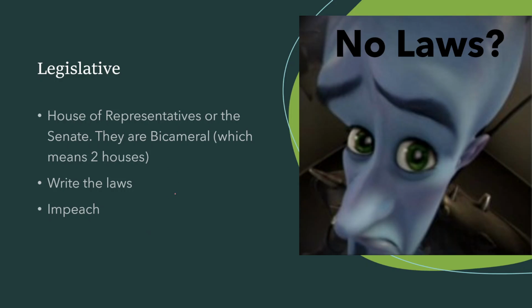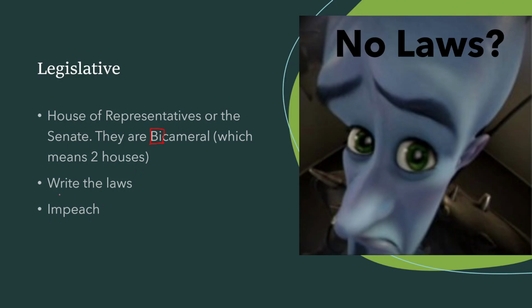Legislative. This is the House of Representatives and the Senate. They are bicameral. 2 houses. Bicycle. Bicycle has 2 wheels. Bicameral has 2 houses. So if it asks, what does bicameral mean? Bi means 2. Think bicycle. You just gotta think bicycle. They write the laws, okay? Every law that we have is written by the legislative branch.